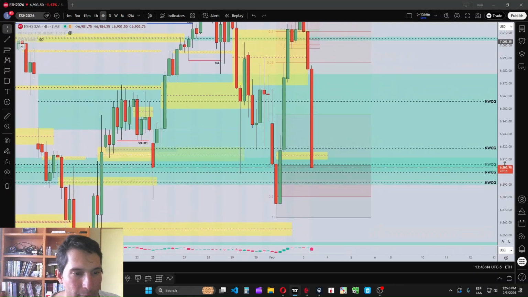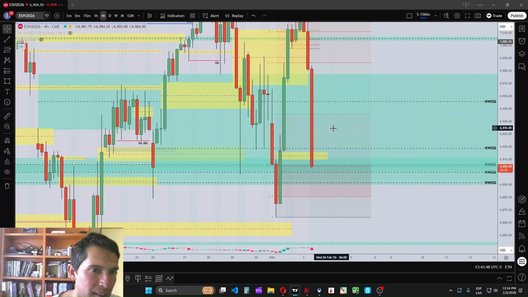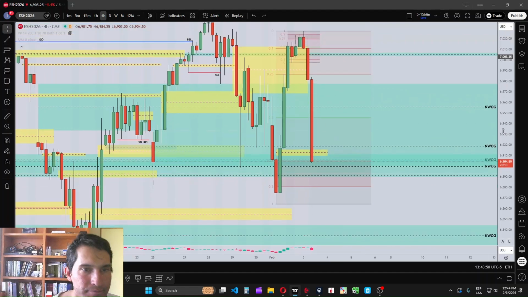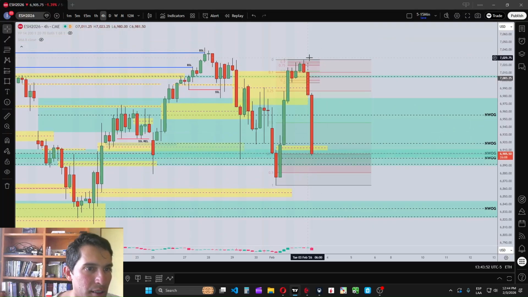So to me it's a good opportunity to go long, but I don't expect this to go long and touch this top right here. I expect this to go long here and then try to go to the downside and take this sell side liquidity right here in this swing low.